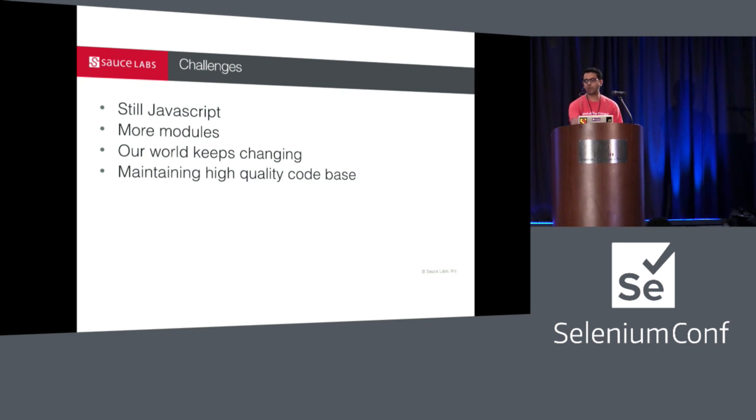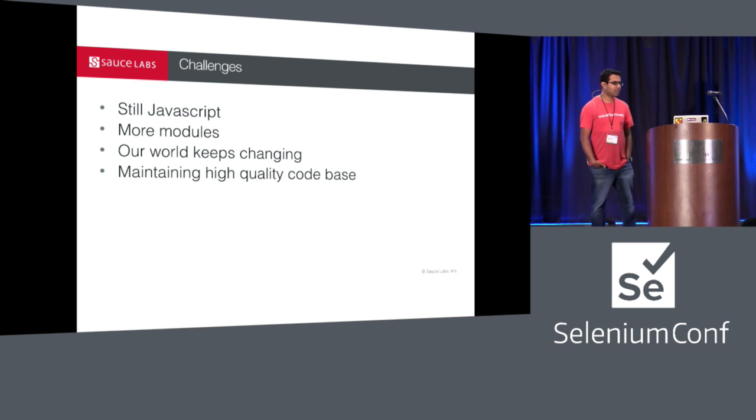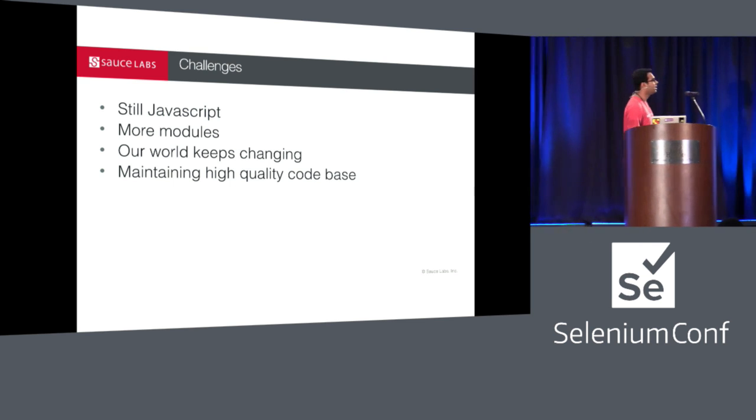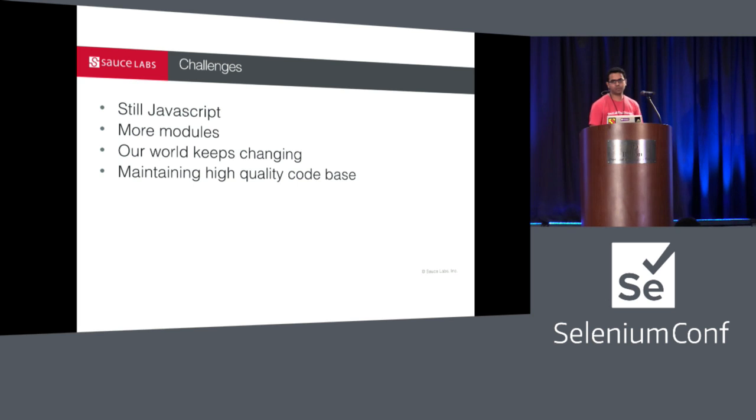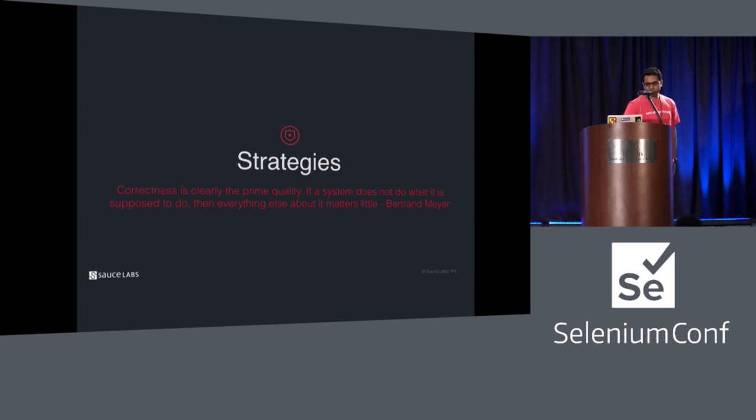Another challenge is with 160 contributors, a lot of contributors, we need to maintain a really high quality code base. That means we would have fewer bugs, and that means you can find your bugs. And we also want to encourage more contributions. That means the code should be easy to read. So how did we fix it, or how are we trying to fix it?